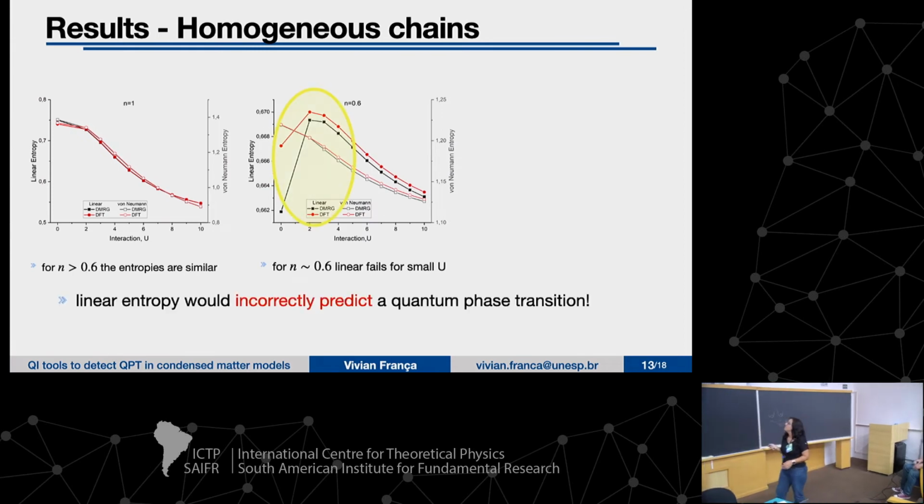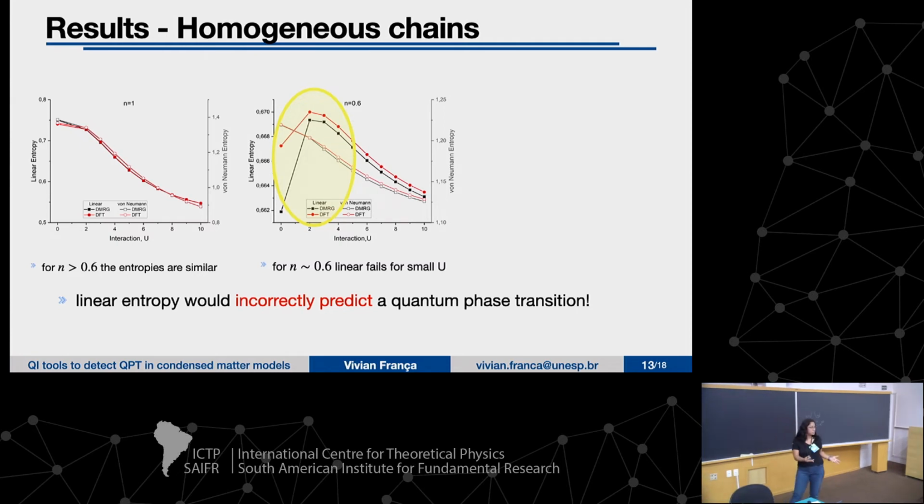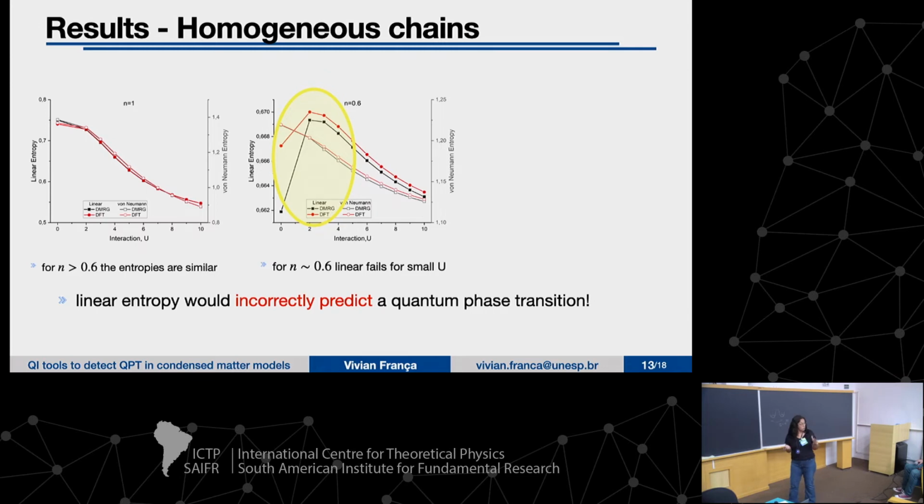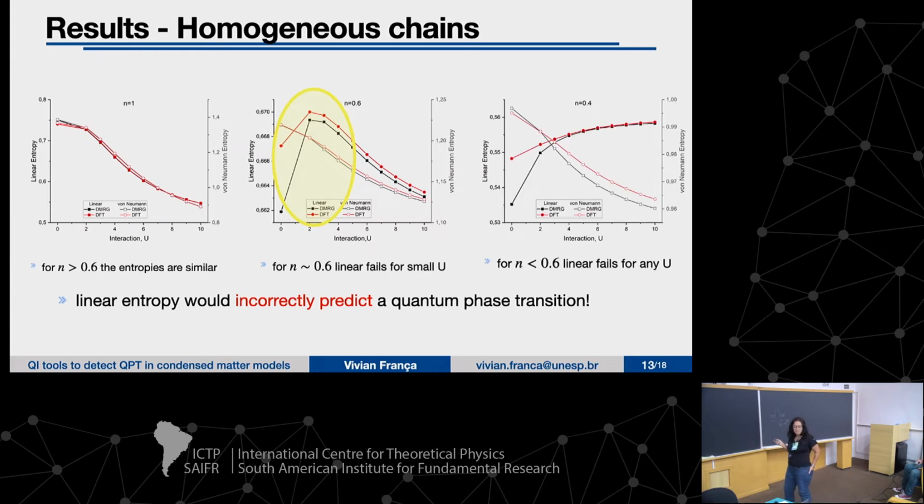And this is important because, remember, I said that sometimes the non-monotonic behavior of the measure should suggest a quantum phase transition and so on. And here there is no phase transition. If I was only looking at the linear case, I could be induced to see, or to understand it as, a quantum phase transition. And it becomes even worse when I go to smaller density regimes, for n equal to 0.4. And why is that worse?